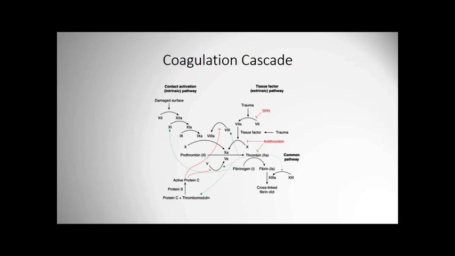Here you also have what inhibits the coagulation. For example, here we have protein S, protein C, thrombomodulin. All of these inhibit different portions of the coagulation cascade. We have antithrombin that inhibits other clotting factors, and we have tissue factor pathway inhibitor, which inhibits the activation of the extrinsic pathway. All of these in red are factors that inhibit coagulation.